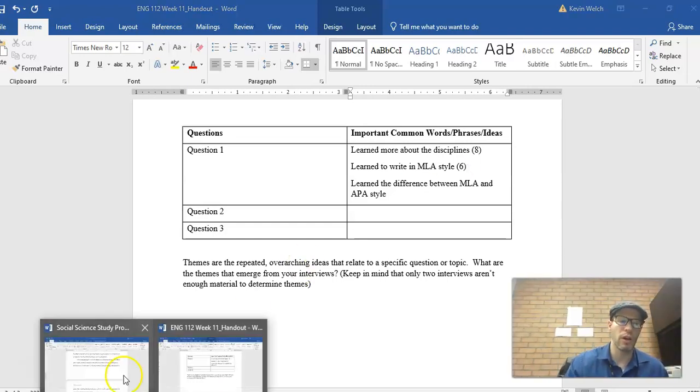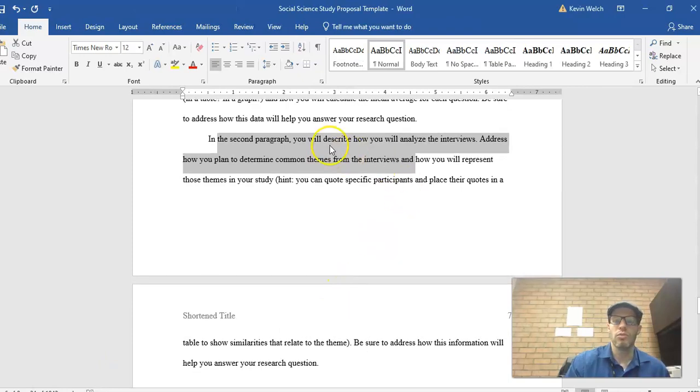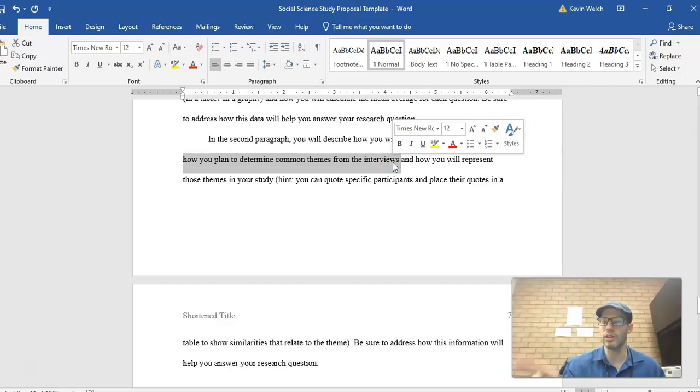So, okay, what do I do now to actually write about it here? So you're going to describe that process. Address how you plan to determine common themes from the interviews. So you need to explain the very process again that I just explained. So what do you do to get those common themes? Oh, you look at each question, right? You figure out how many times a certain word, phrase, or idea appears for each question amongst your interviewees, the people you interview. And the most common ones are the most common themes, the most important responses to you for that question.